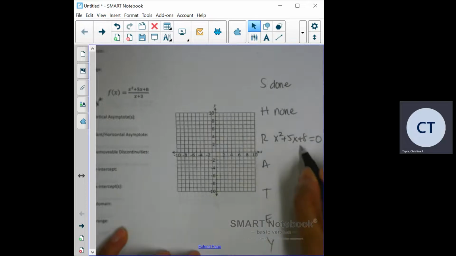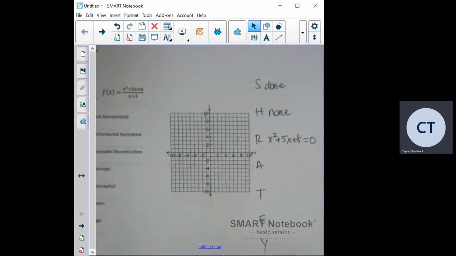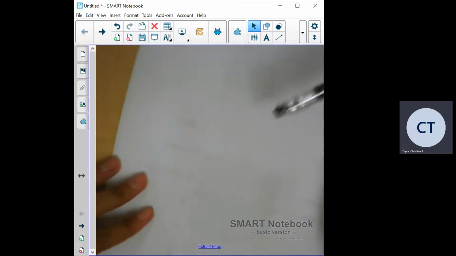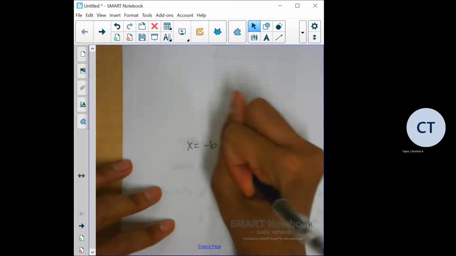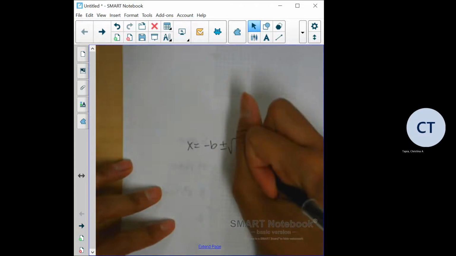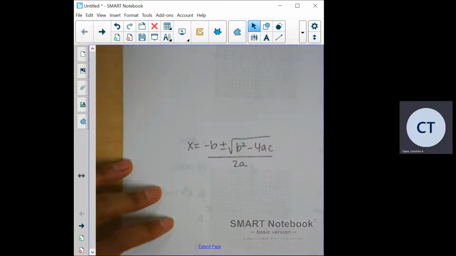Chelsea, can I factor this? No, we already said we can't factor. Okay, so how can I solve this? Because we have to find the roots. Quadratic what? Tell me. I'm going to flip it over to the backside because it sounds like it's going to be a big thing. X equals negative b. Go ahead. What is that called, guys? Quadratic formula. You're on the right track.